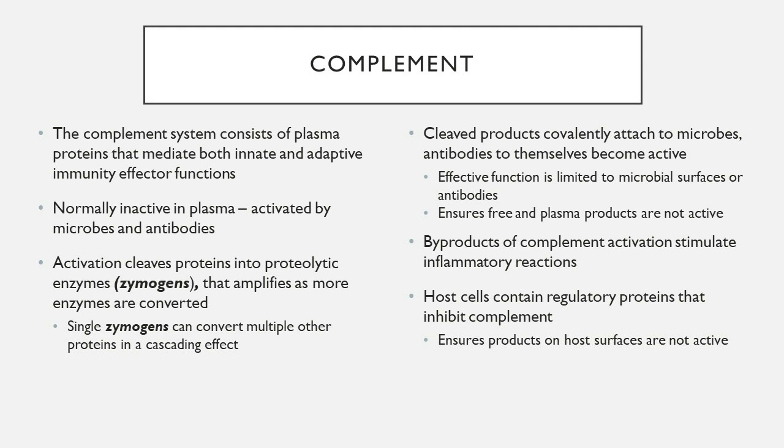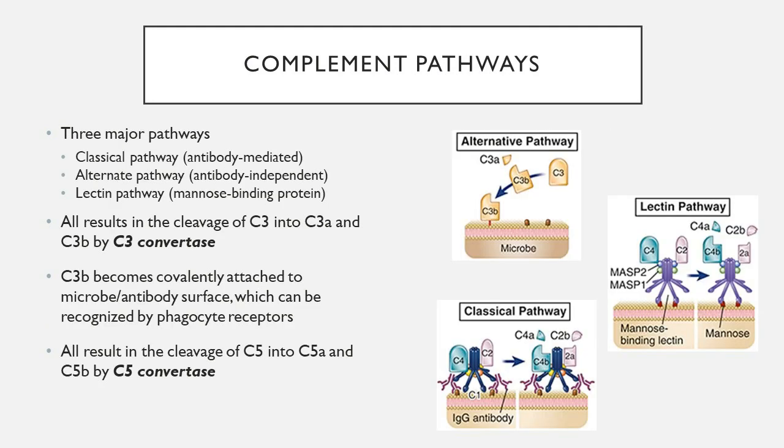Whenever complement proteins are cleaved, some components of it turn into the proteolytic enzymes, the zymogens. Other components turn into byproducts that activate and stimulate inflammatory reactions. Now, as the initiation and cascading effect of the complement activation process requires some sort of surface in order to happen, host cells have developed regulatory mechanisms that inhibit complement activation. It's the fact that microbial and biomaterial surfaces lack these regulatory proteins that continues complement activation, whereas host cells wouldn't do it.